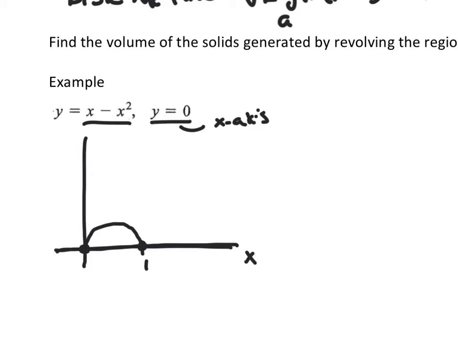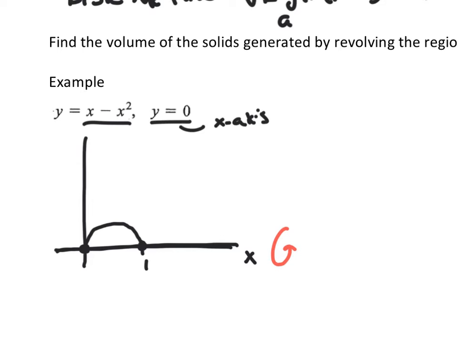And I want to take this region here and revolve it around the x-axis. I use this little notation here to show that I'm revolving it around the x-axis. Now, I need to take this region and spin it around the axis 360 degrees in order to get the three-dimensional volume that I need.